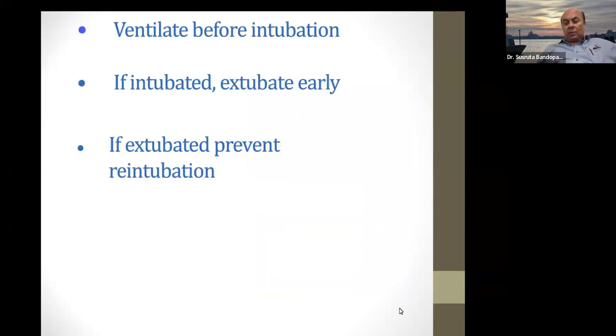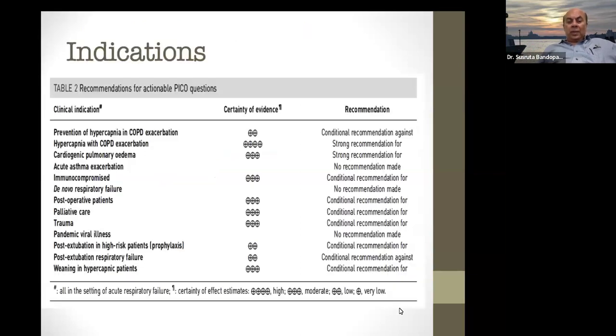So basically our motto is: ventilate before intubation. That is, even before the patient needs intubation, we can support the patient. If intubated, extubate early. That is, if the patient is already on ventilation and not requiring much conventional ventilation, we can extubate and put the patient on non-invasive ventilation. And if extubated, prevent reintubation. So these are the ideas of using non-invasive ventilation. What are the indications?